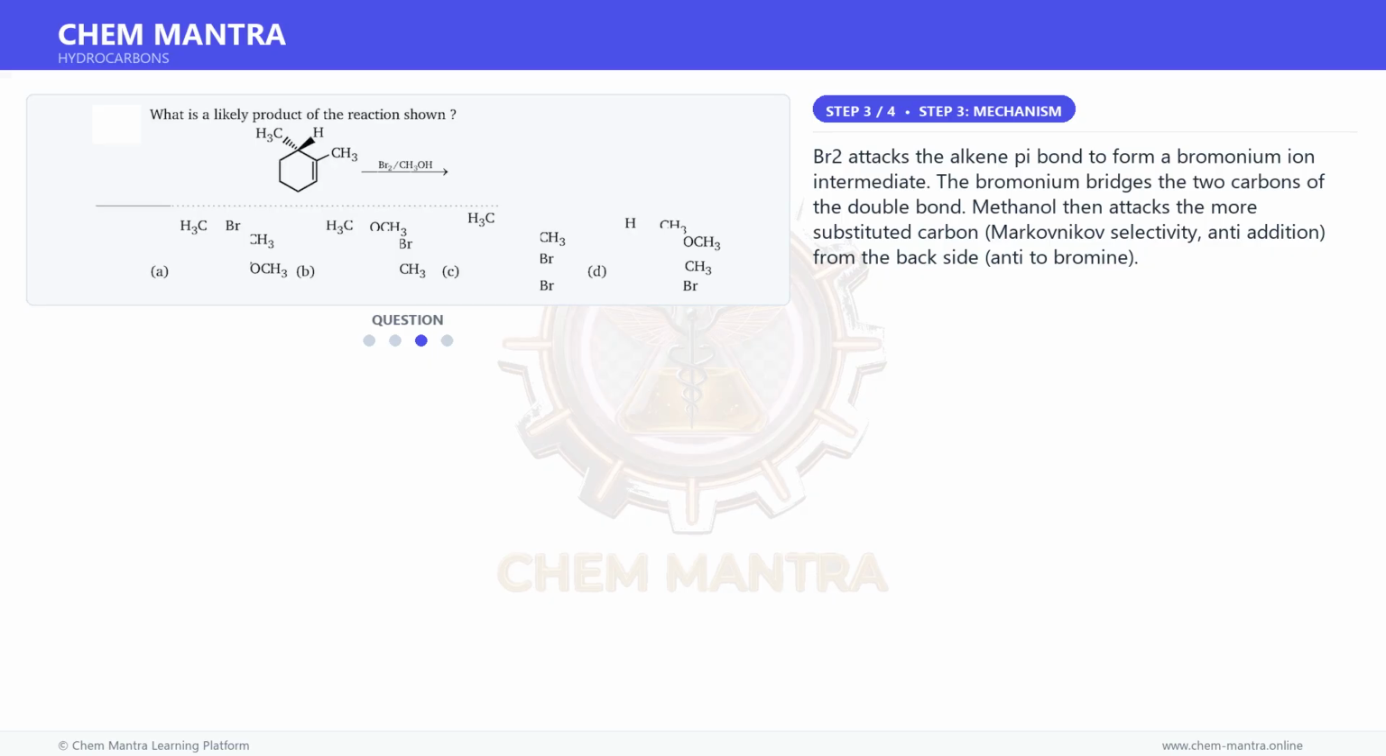Moving on to the next step. Br2 attacks the alkene pi bond to form a bromonium ion intermediate. The bromonium bridges the two carbons of the double bond. Methanol then attacks the more substituted carbon, Markovnikov selectivity, anti-addition, from the back side, anti to bromine.